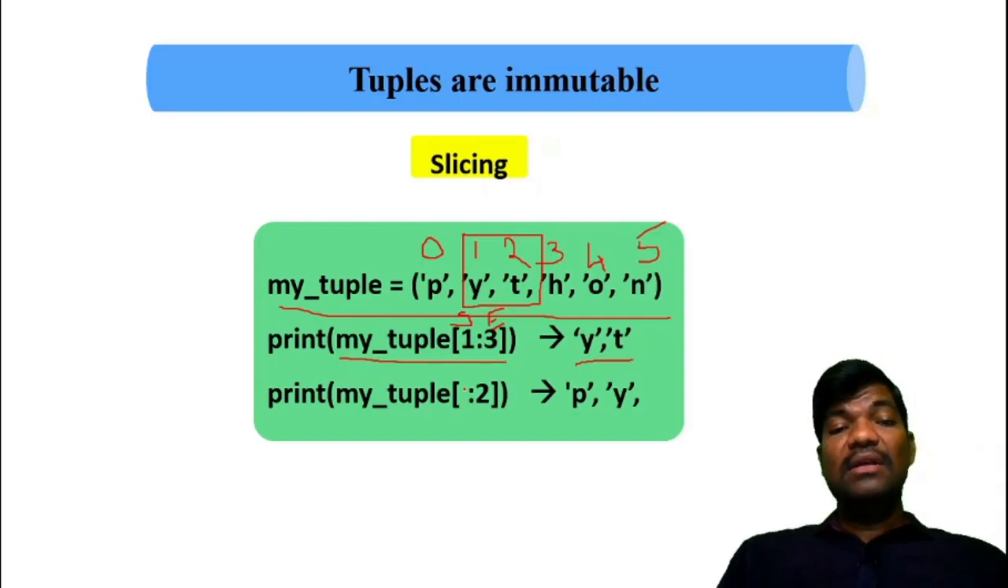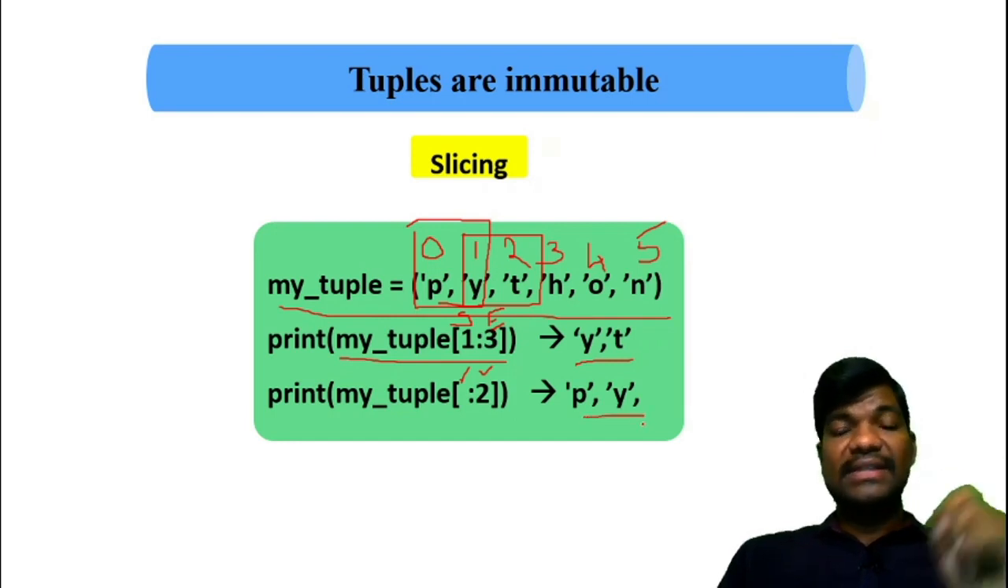Second one, there is no starting position here. Only the ending position is given. That's why it will be treated as 0. So what is the starting one here? P. So 2 is not considered. Up to 1 is printed. So that's why PY is printed here. So this is slicing.